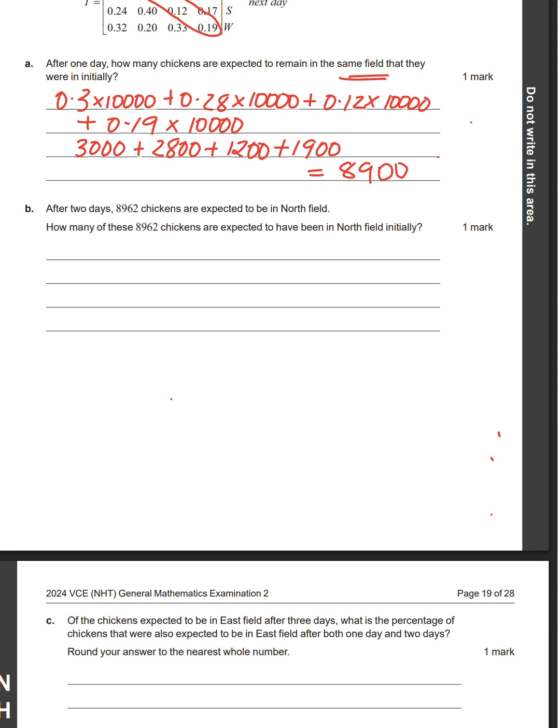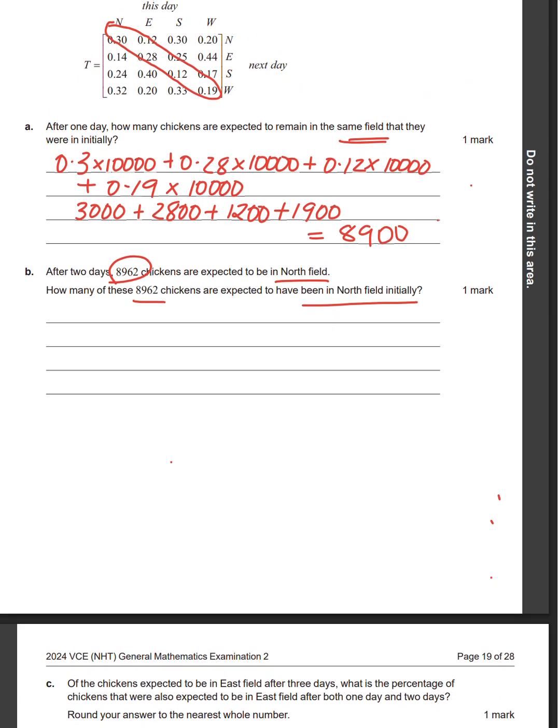Great. After 2 days, 869 chickens were expected to be in the north field. How many of these chickens are expected to have been in the north field initially? Okay, so this one we can't actually use the normal state transition stuff for because we are not looking at every single chicken. We're just looking at certain ones. So what we have is in the north field, we have 0.3 of them staying, and we said that there were 3,000 that stayed.